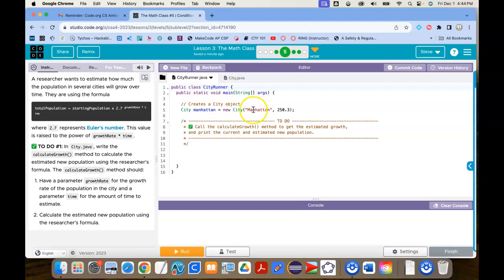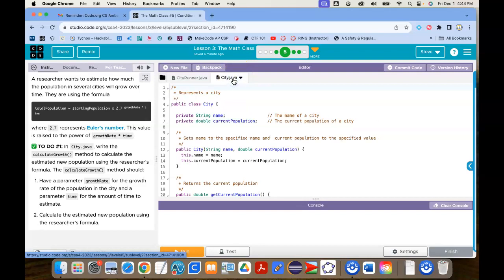And the city takes two parameters or arguments. One, I assume, is the name as a string. And I'm assuming this other number must be the population. Let's go to the City.java tab for a second and check it out.